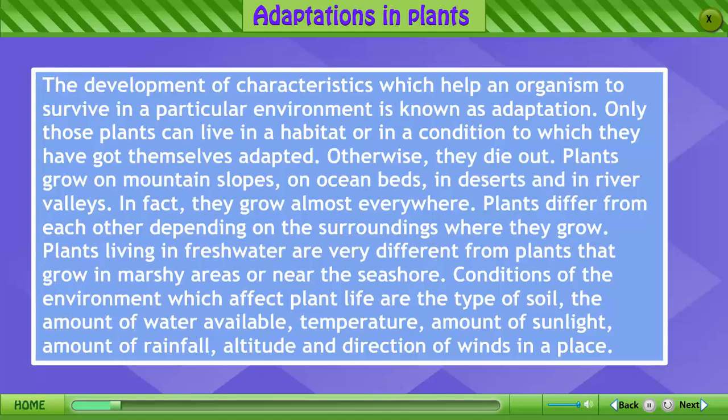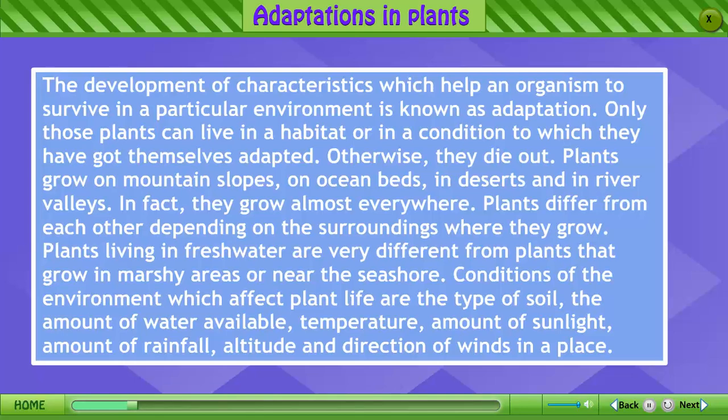Plants grow on mountain slopes, on ocean beds, in deserts, and in river valleys. In fact, they grow almost everywhere. Plants differ from each other depending on the surroundings where they grow. Plants living in fresh water are very different from plants that grow in marshy areas or near the seashore.